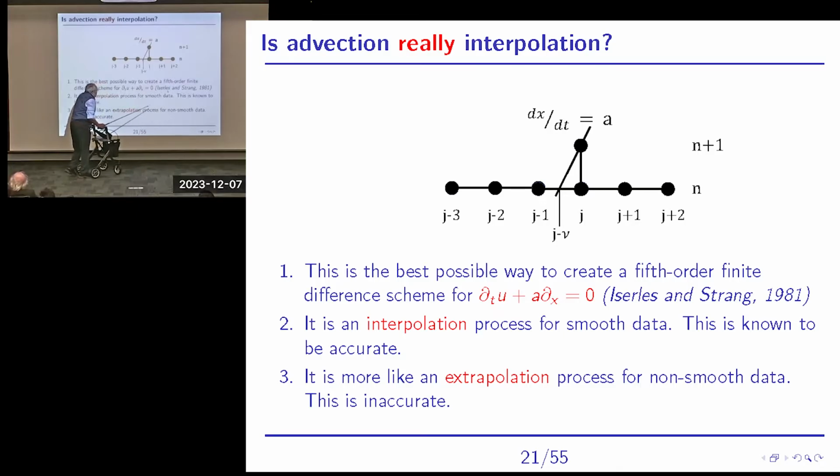I'm only, by the way, going to be talking about odd order methods, because one of the things that's fairly easy to establish is that for advective problems, odd order methods are better than even order methods. They have more balanced errors. So this will give us a fifth order method using 6 data points.